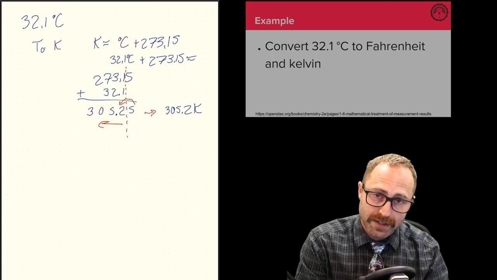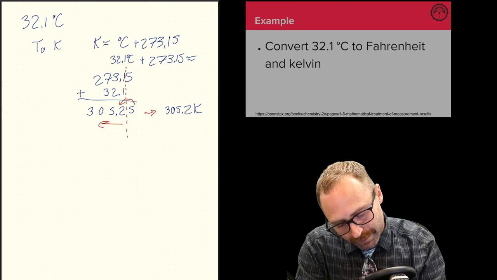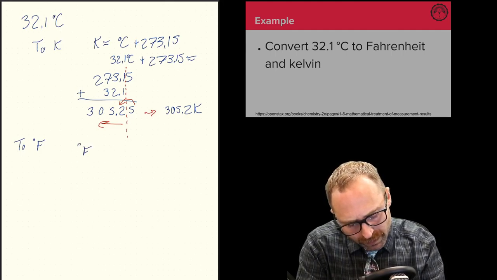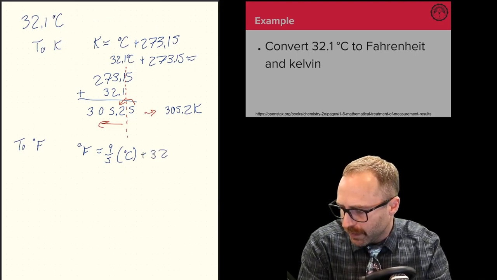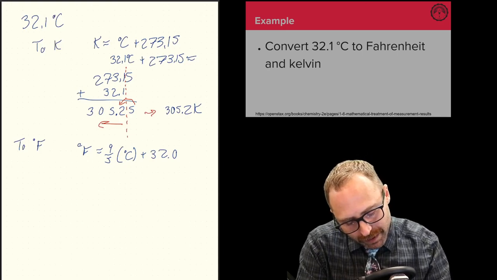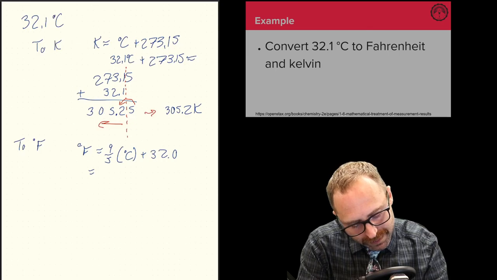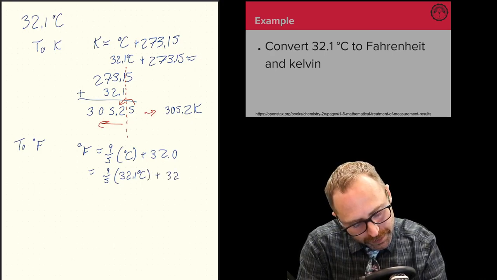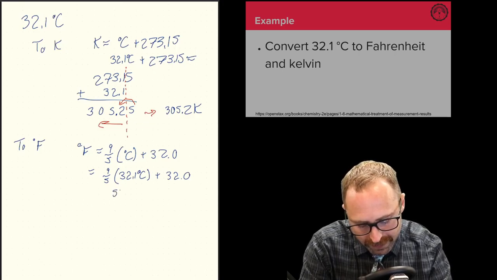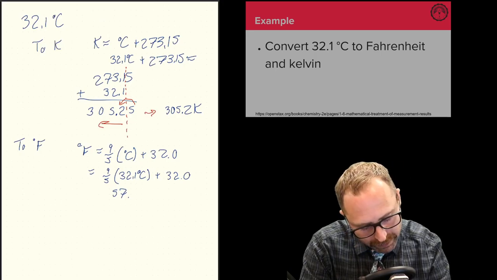So we did Celsius to Kelvin, that was the easy one. Let's go and let's do the hard one now. So to Fahrenheit, degrees Fahrenheit, we're going to use the equation 9/5 times our temperature in Celsius plus 32. And for completeness' sake, we're going to say it's 32.0. Okay, so let's start plugging and chugging. So we've got degrees Fahrenheit equals 9/5 times our original 32.1 degrees C plus 32. So we take the 9 times the 32.1, then divide by 5, and we get ourselves a nice little 57.78. Great.